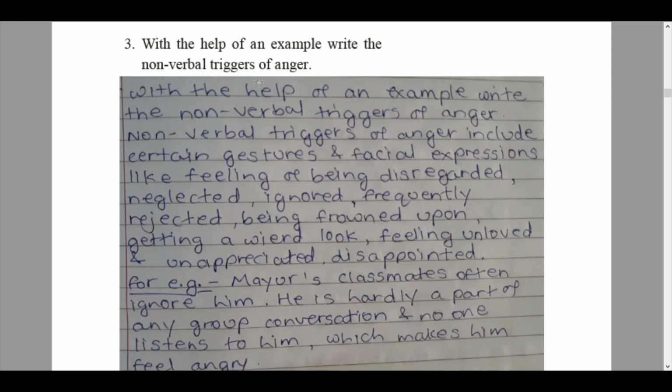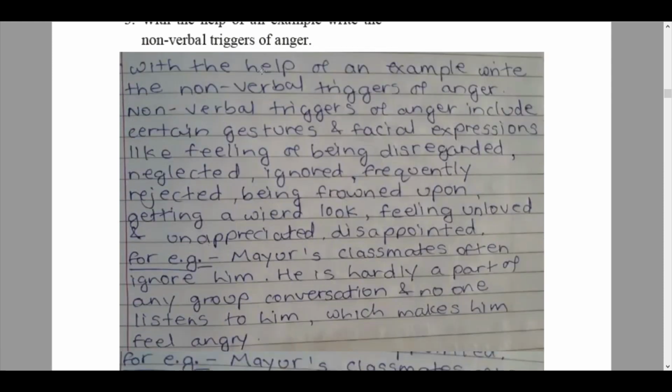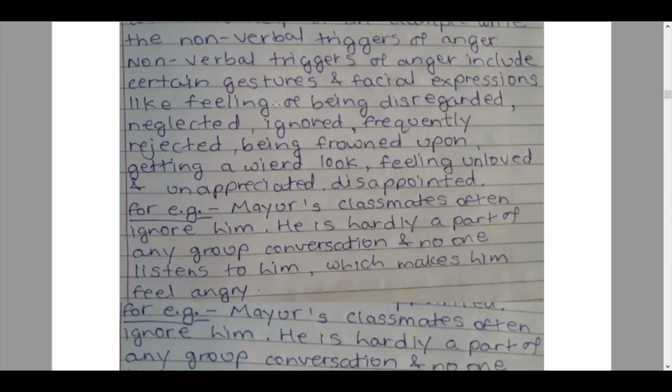Non-verbal triggers of anger include certain gestures or facial expressions like feeling or being disregarded, neglected, ignored, frequently rejected, being frowned upon, getting a weird look, feeling unloved and unappreciated, disappointed. For example, Mayur's classmates often ignore him. He is hardly a part of any group conversation and no one listens to him, which makes him feel very angry.